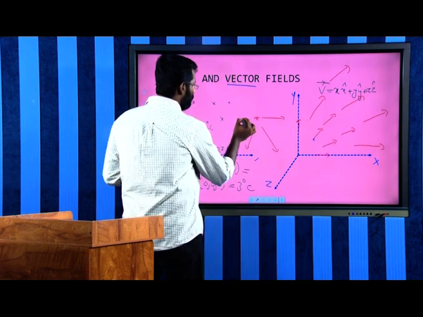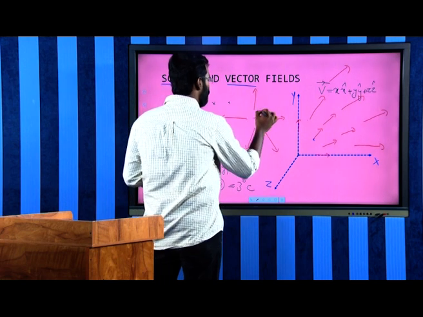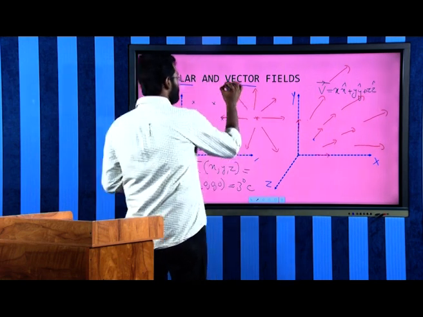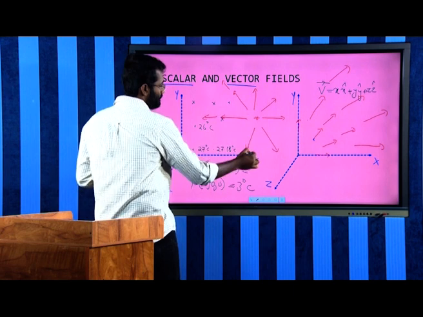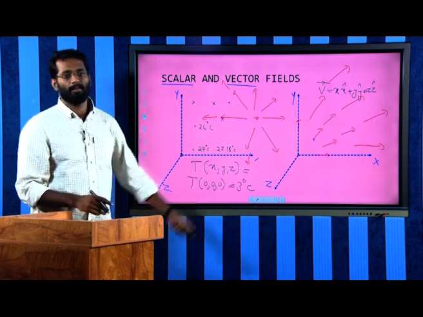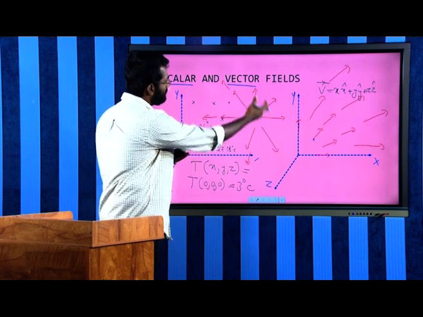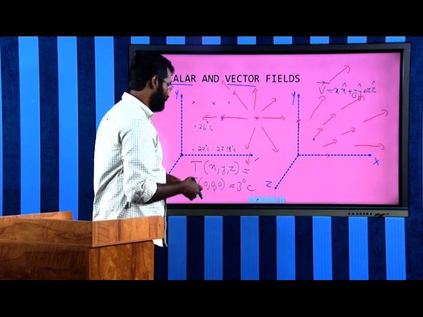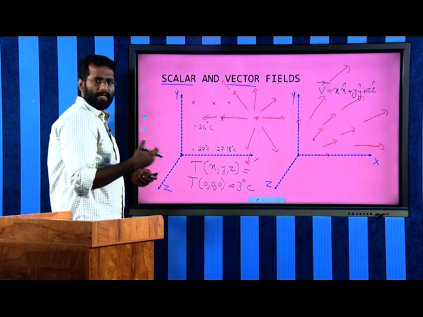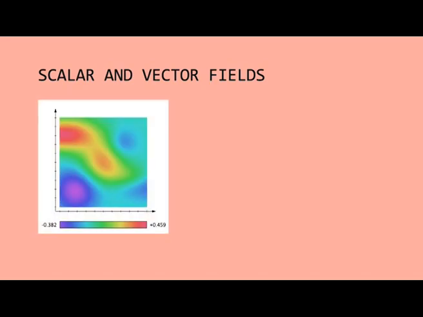Actually, we were mapping a vector field already, or we have already done that in the previous classes while learning electric field lines. So, this is a best example for electric field lines or vector fields, that is electric fields or electric field lines. So, let us go how it actually looks like.